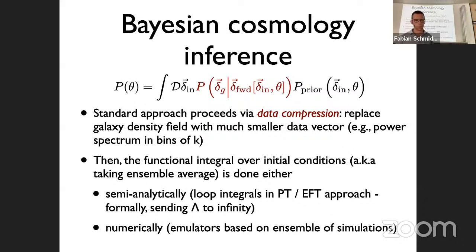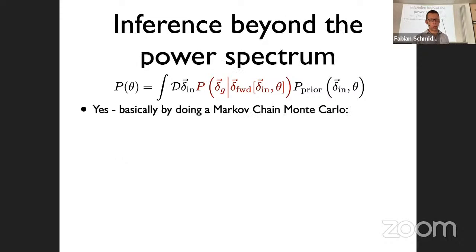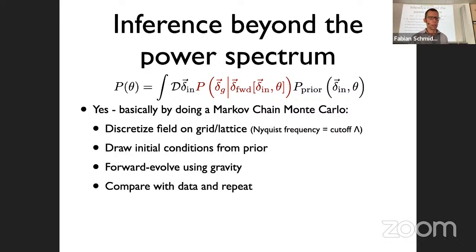So I want to proceed now, however, without making this massive compression. And conceptually, of course, for anyone familiar with Markov chain Monte Carlo inferences, I think it's simple. Again, we have a maximum wave number, so we can discretize the field on a finite lattice. The initial conditions field, we discretize on a finite lattice. Then we draw initial conditions from the prior, we forward evolve them, evaluate the likelihood, whatever it is, compare with data, and then accept or reject the sample, right? So that will be conceptually how we do it.